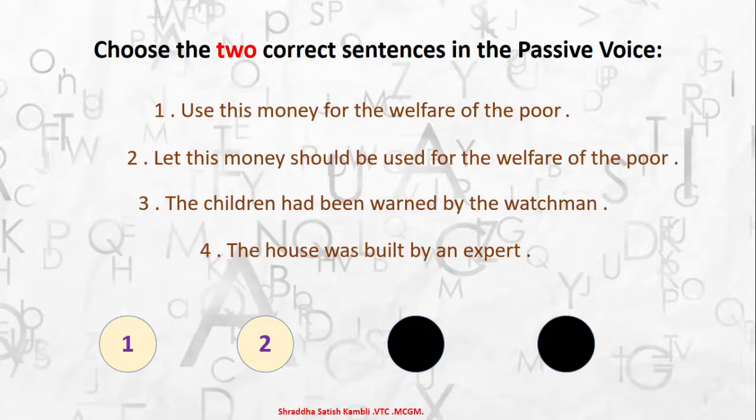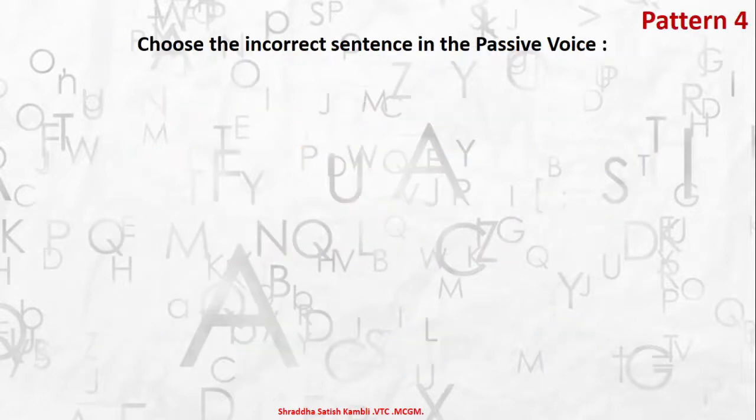Okay, let us now move on to pattern 4, where you choose the incorrect sentence in passive voice. So there are 4 sentences, out of which 3 are correct, 1 is not right. So now you're going to select that one which is not correct or not right.